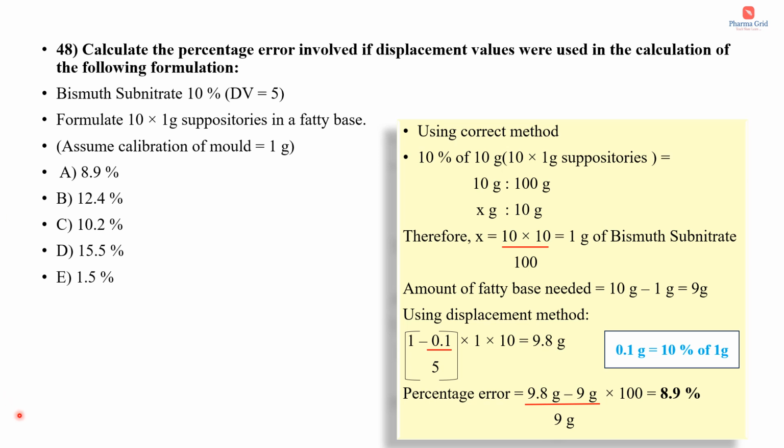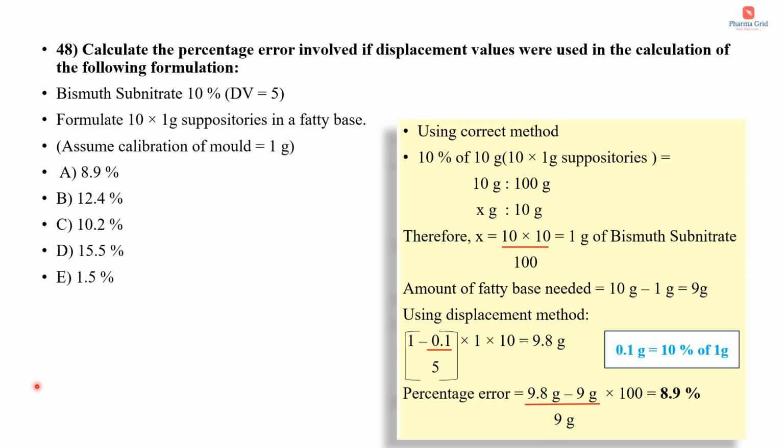Next question. Calculate the percentage error involved if displacement values were used in the calculation of the following formulation. Bismuth subnitrate 10% having displacement value 5. Formulate 10 into 1 gram suppositories in a fatty base. Assume calibration of mold is equal to 1 gram. So in this question, we need to calculate the percentage error. So how will we do this?